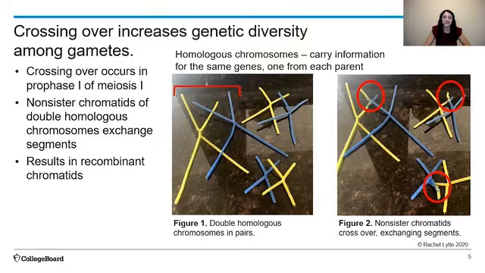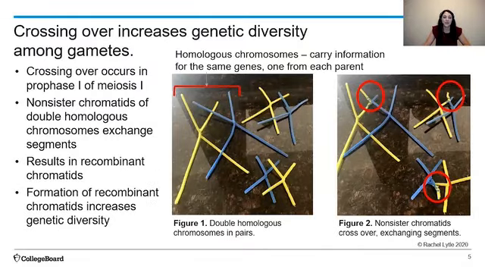And so what this results in is recombinant chromatids, meaning that they have a recombination of the genetic information compared to what was there before. And now with this formation of recombinant chromatids, we've increased the genetic diversity in the cells that will result from this process.